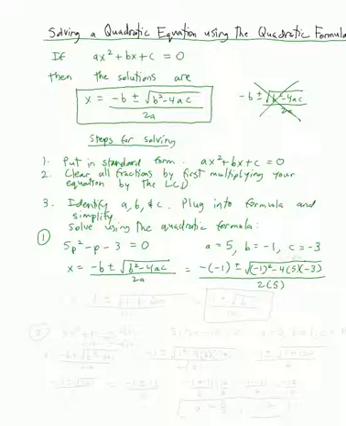Now, we need to simplify. We can't leave our answer like this. So let's figure out what we've got. First of all, negative 1 just becomes 1, plus or minus. So what do we have under the radical? Well, negative 1 squared is 1. And 4 times 5 is 20, times negative 3 is negative 60. So this guy is negative, but it's minus 60, so plus 60. All over 10. Which is 1 plus or minus the square root of 61 all over 10. So these are my two solutions.